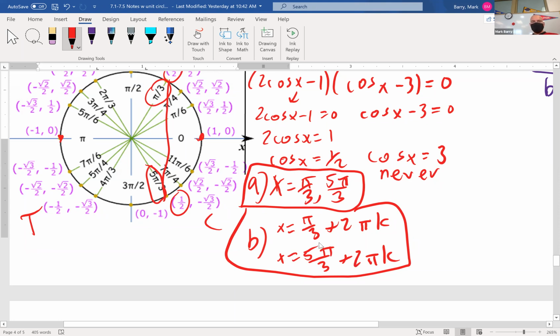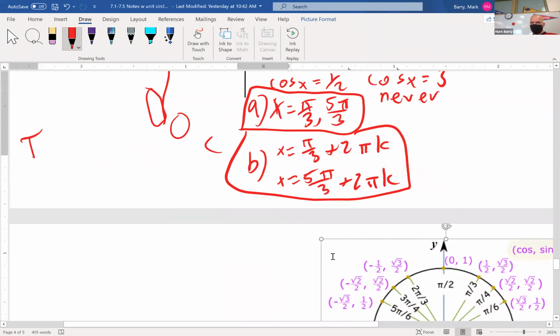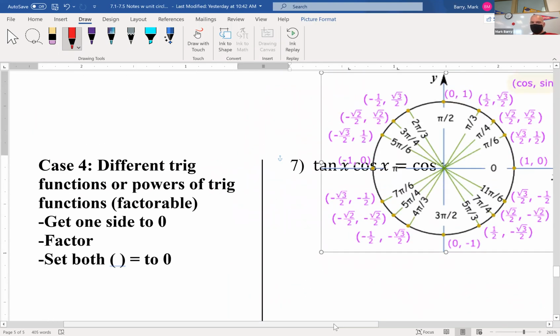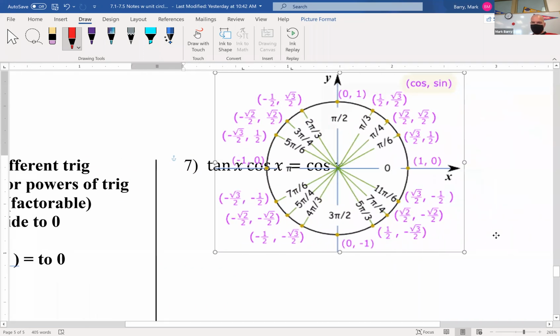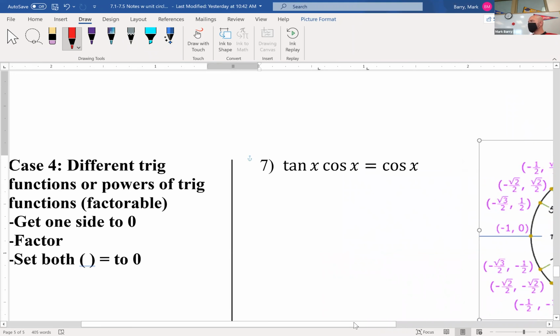All right, let's move along to the next question here. I'm going to bring my unit circle along with me, hopefully. There we go. And we'll tackle number 7 here. This is a good one. I like this one. It's not too hard.